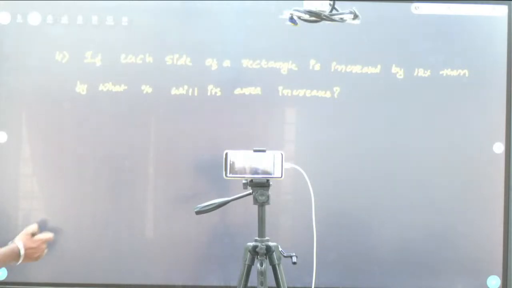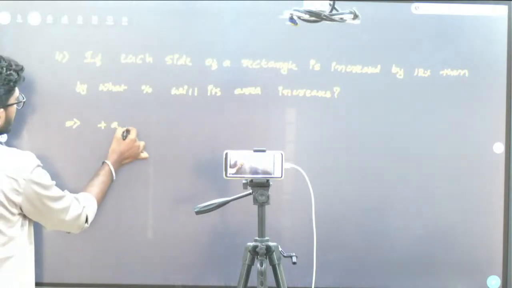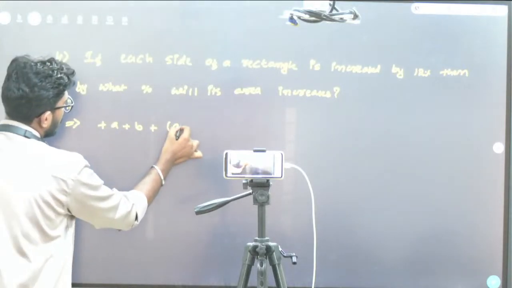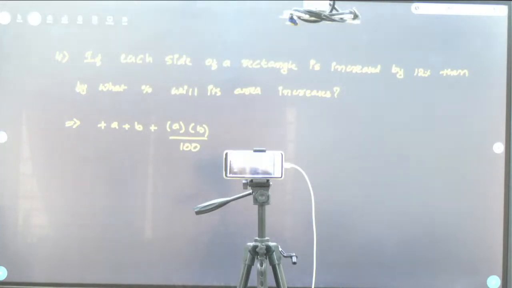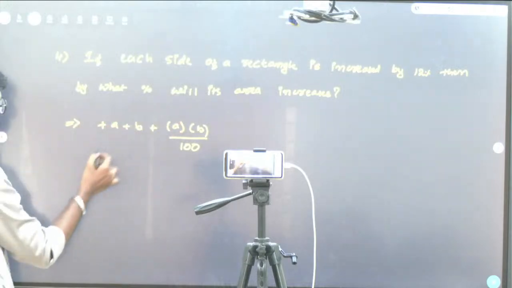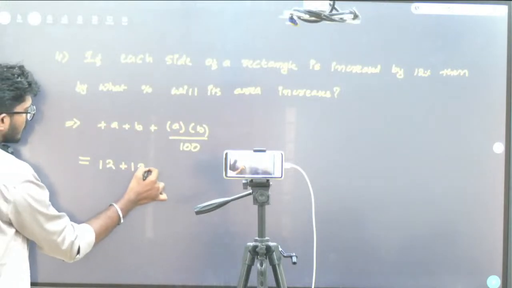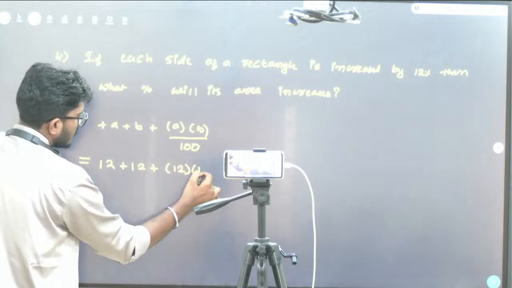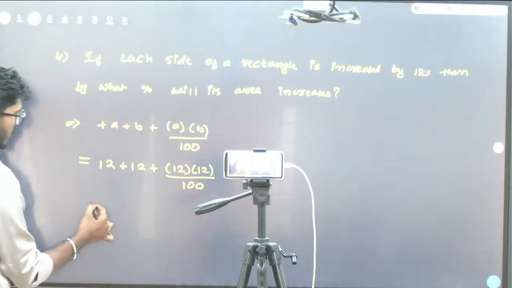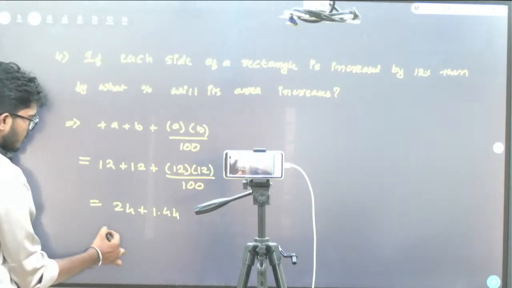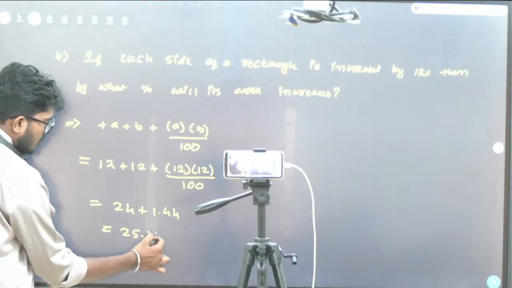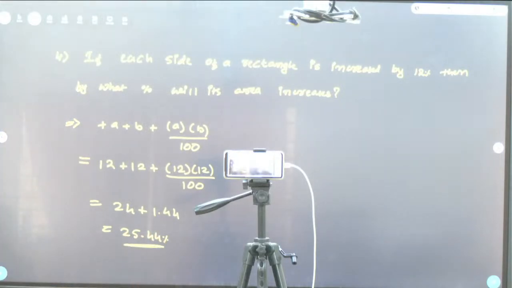What is the formula? a plus b plus a into b divided by 100. Both the times an increase is given, right? So a will be how much? 12% plus 12% plus 12 into 12 divided by 100. 12 plus 12 is 24, plus 12 times 12 is 144 divided by 100, which is 1.44. So the total is 25.44. This is the formula method.